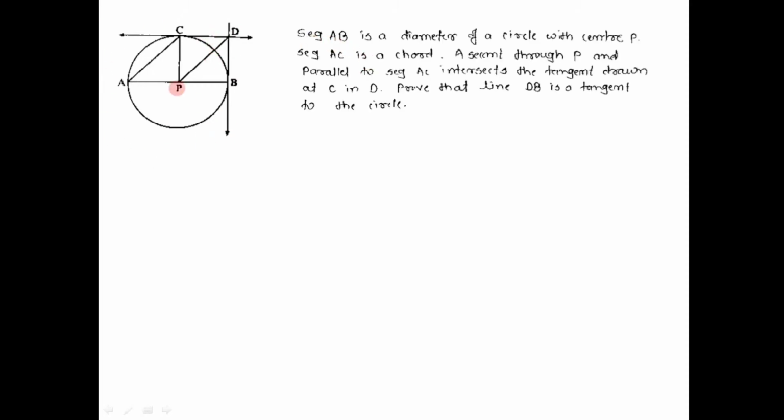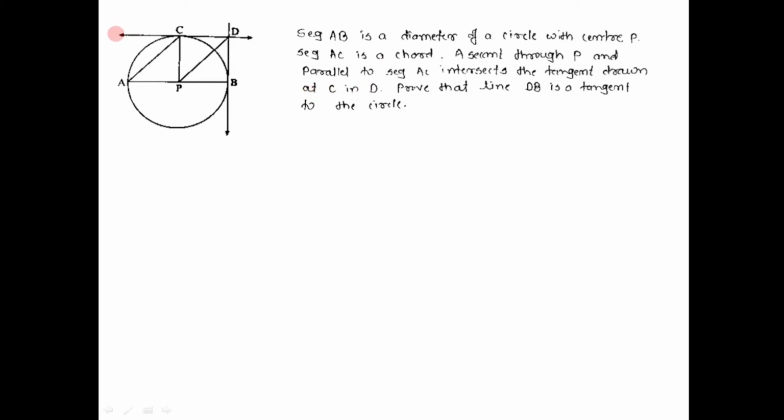Hello students, let us solve one HOT problem based on the topic circle from class 10th. For the question, a diagram is given and the question is: in this diagram, segment AB is a diameter of a circle with center P. AC is a chord of the circle, as we can see in the diagram. A secant through point P and parallel to segment AC intersects the tangent drawn at C in D.